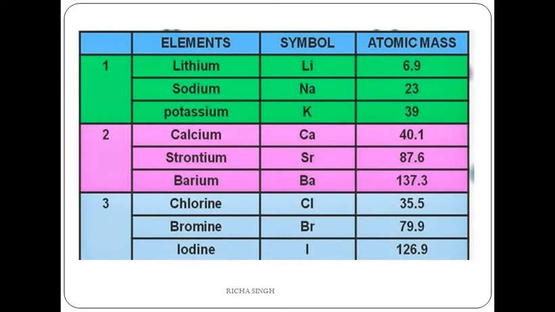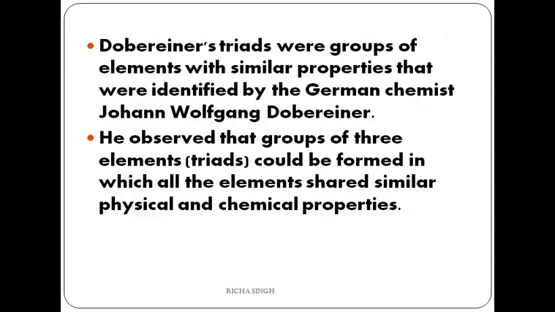He was saying that the average of element A and element C will give you the atomic mass of element B. This was being done by Döbereiner. Okay, but there were some limitations also.